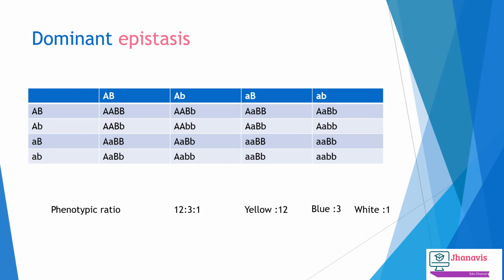So you have to remember only one thing in the dominant epistasis, that is, one gene will dominate over the other gene. That means the gene 1 of an allelic form will always dominate over the gene 2 of an allelic form. So hence we will get the phenotypic ratio as 12:3:1 in the dominant epistasis of F2 generation.